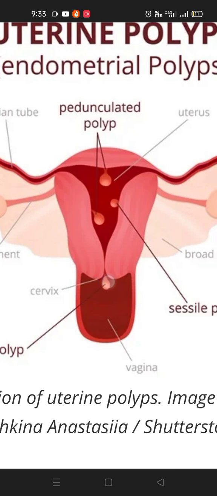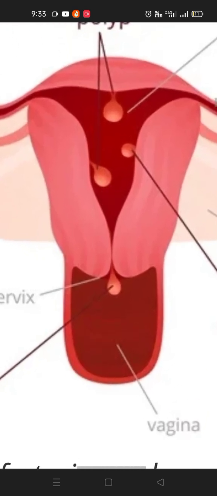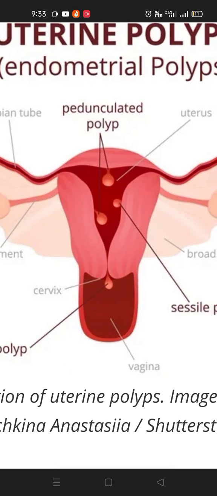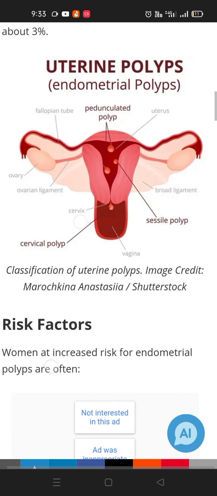And if you see this one, it is basically a cervical polyp which is protruding into the cervical opening and even entering into the vaginal opening. So these are the polyps of different types, and these are the locations.